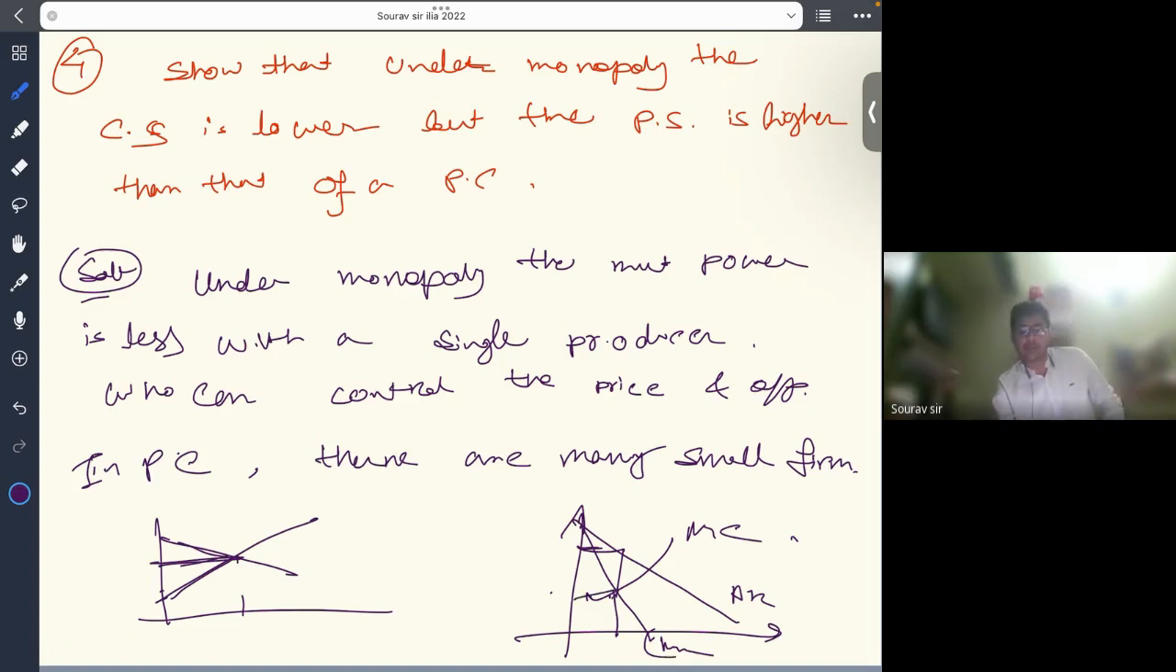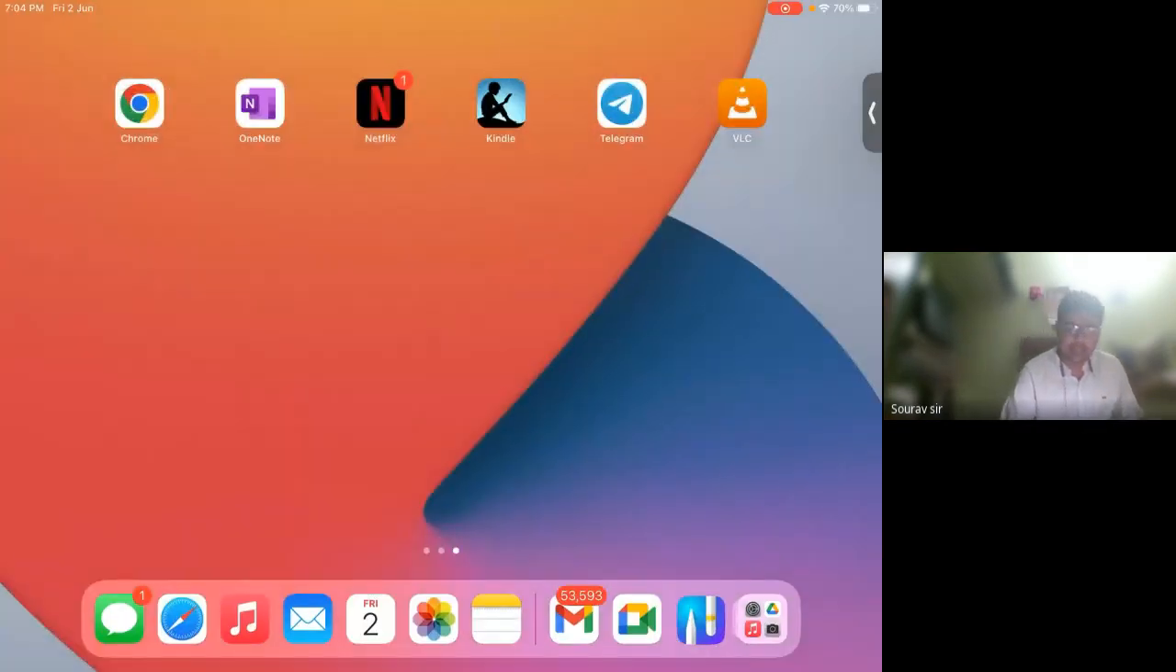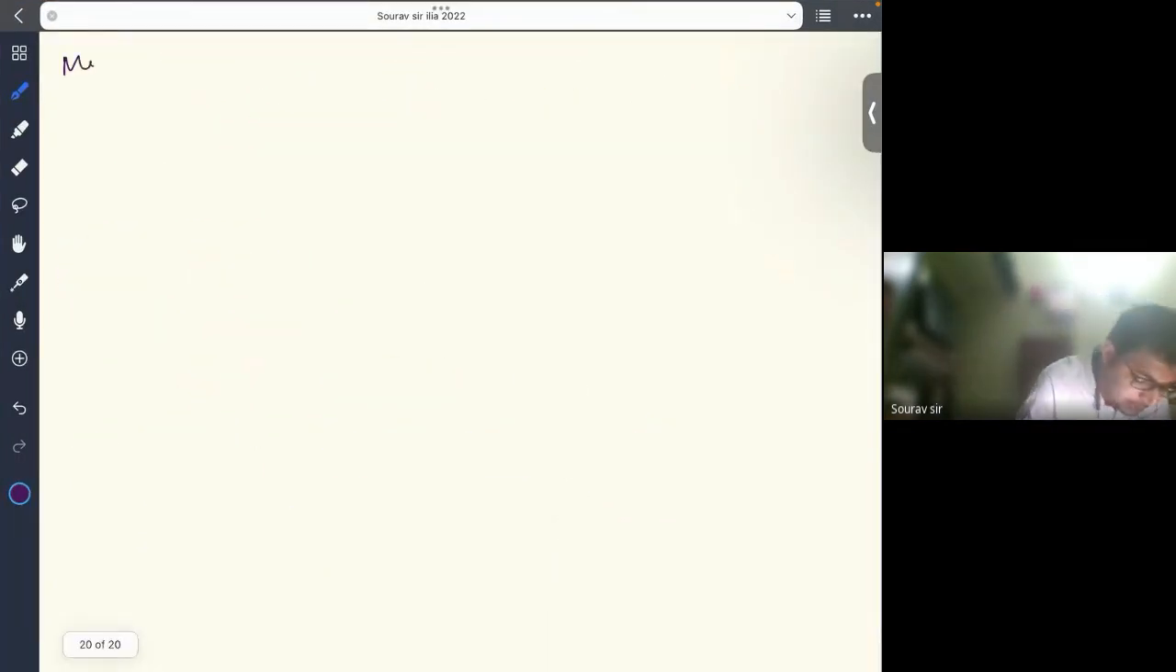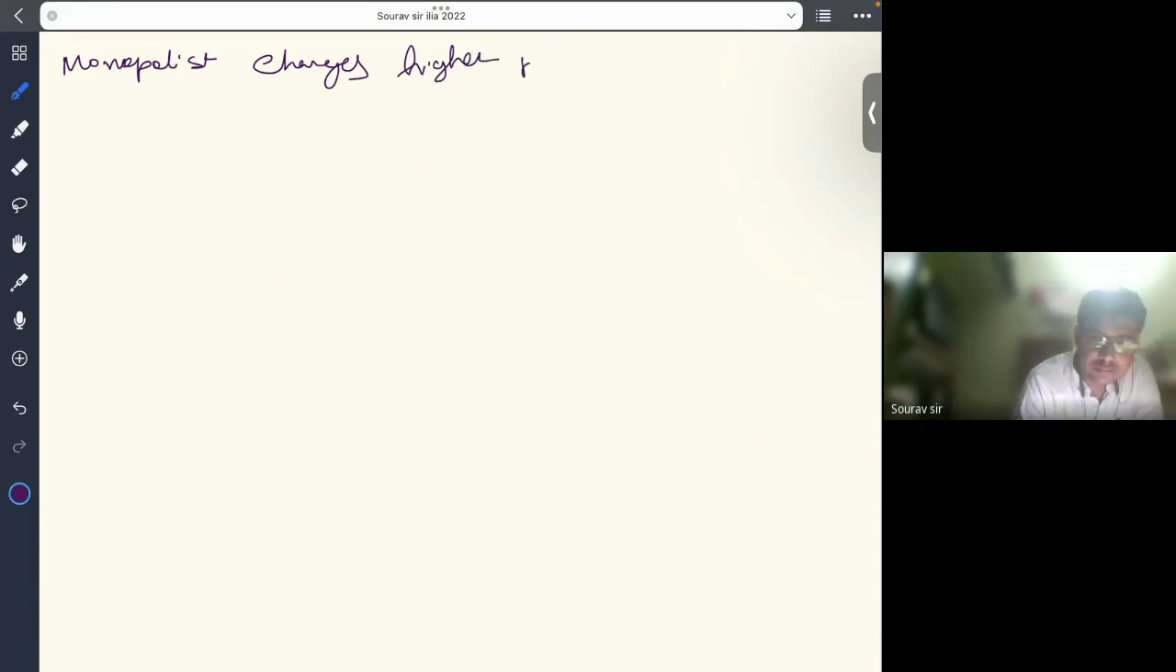So here, as I have tried to explain the concept, the monopolist charges a higher price than perfect competition. Consequently, the quantity demanded is lower under monopoly than in the competitive market. Okay, so in the monopoly case, the area of consumer surplus is smaller, while the area of producer surplus is higher.